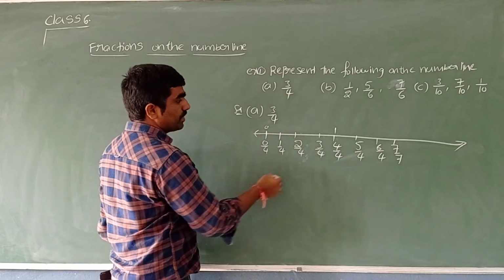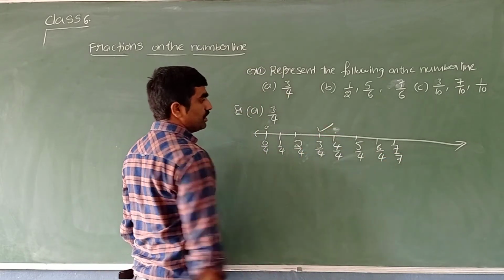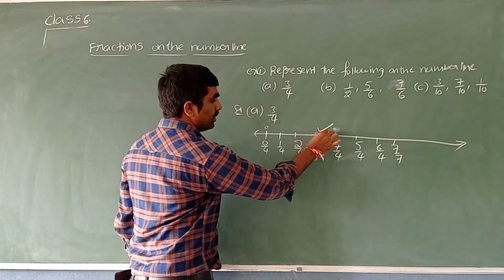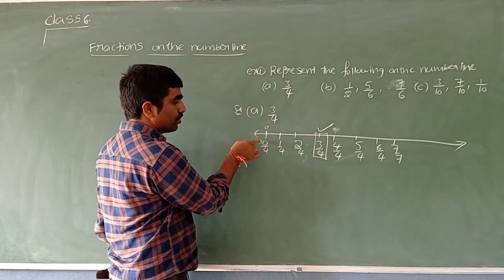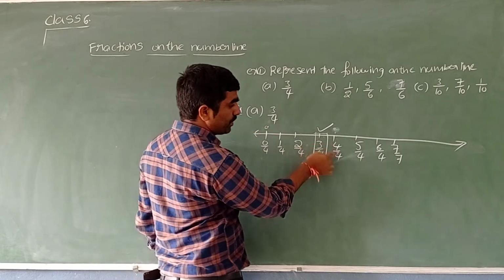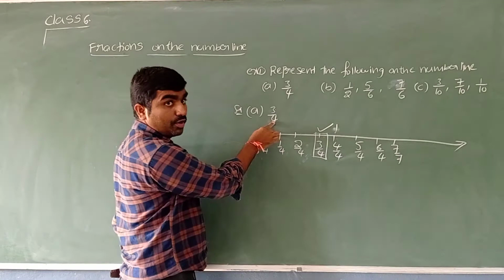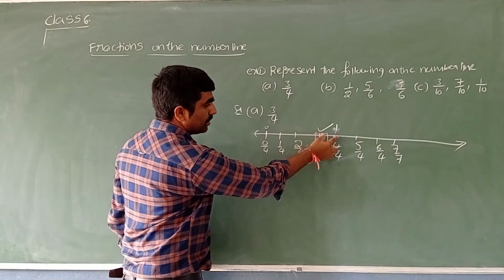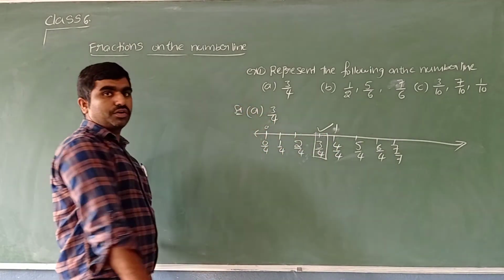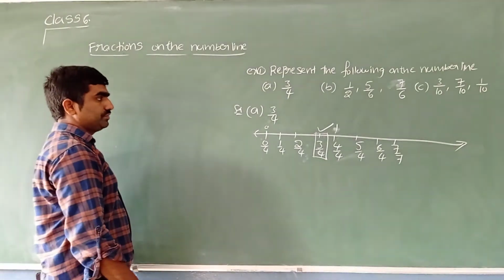Now where you can see 3 by 4, beta? Yes. Here I can see the 3 by 4. So 0 by something is nothing but 0. 4 by 4, 4 ones are 4 ones, we can see 1. Between 0 to 1 we made how many parts? 4 parts. In the third part, they are asking to mark 3 by 4.